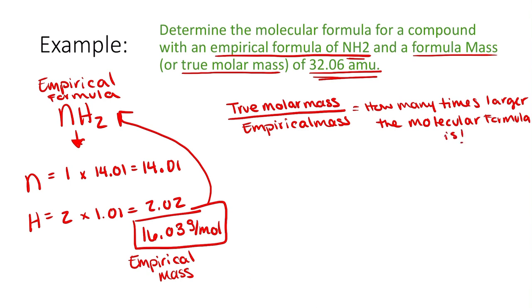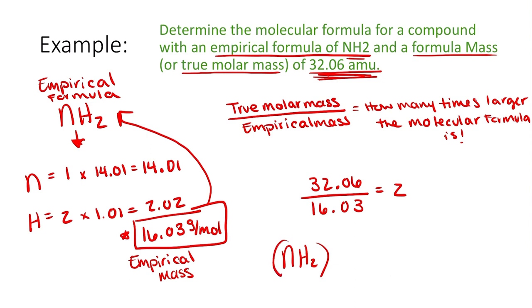Okay, so if I do that, I'm going to take my true molar mass, 32.06, and divide it by my empirical mass, 16.03, and I can see very clearly with my eyes, without using the calculator, that that is going to be equal to 2. You should get a whole number for this. So you want to take your empirical formula, NH2, and multiply every subscript in there by 2 in order to come up with your molecular formula. So my molecular formula in this case will be N2H4.